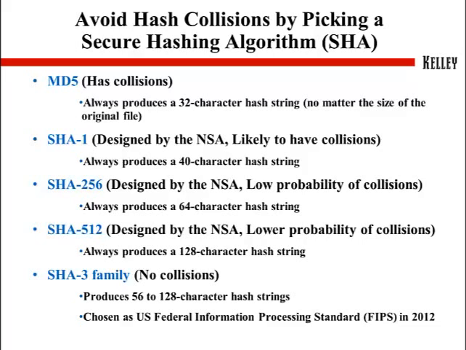Lastly, there is a whole family of new secure hashing algorithms called the SHA-3 family, and this has to date produced absolutely no collisions. The algorithms produce character strings anywhere from 56 to 128 characters in length, and this has been so collision free that it has been chosen as the U.S. Federal Information Processing Standard in 2012.